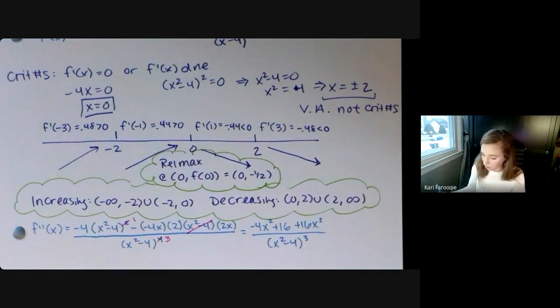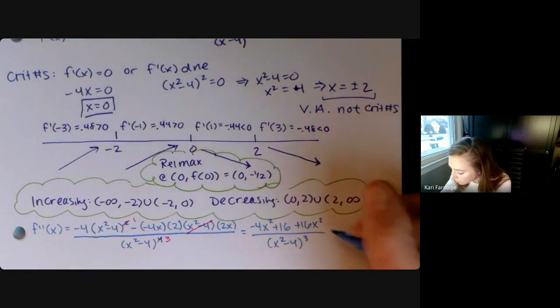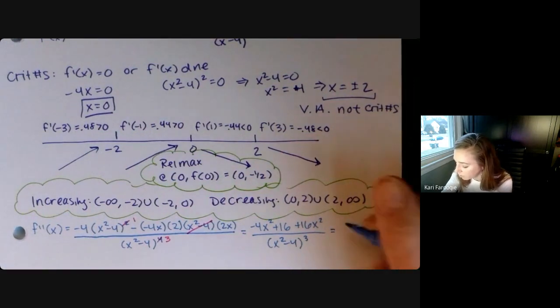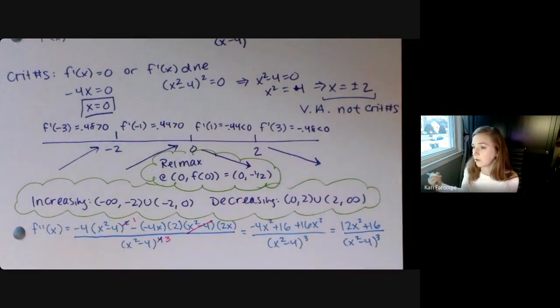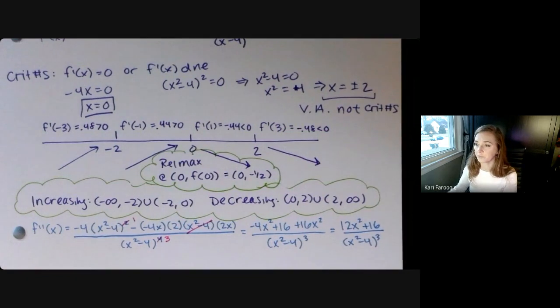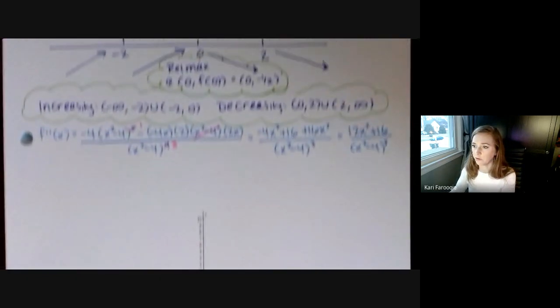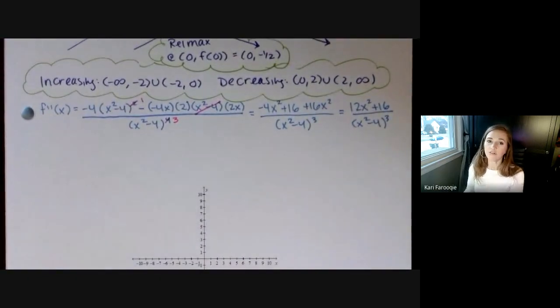It's almost simplified. We'll just combine these like terms here. -4 plus 16 is positive 12x squared plus 16 divided by x squared minus 4 quantity cubed. There's your second derivative. Now remember, the second derivative is going to give us instances where we have possible points of inflection where the concavity changes on the graph.